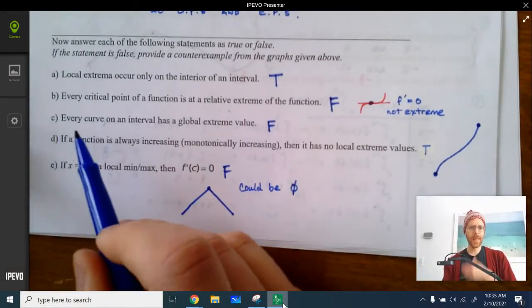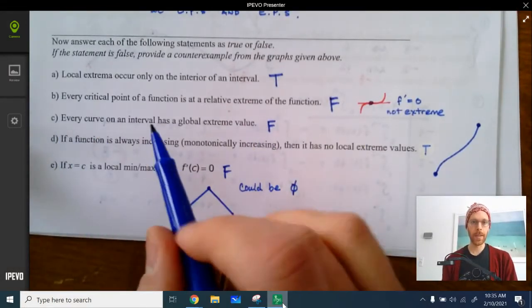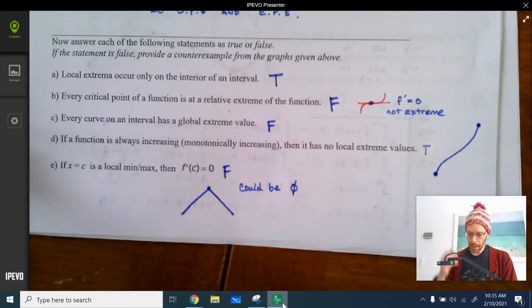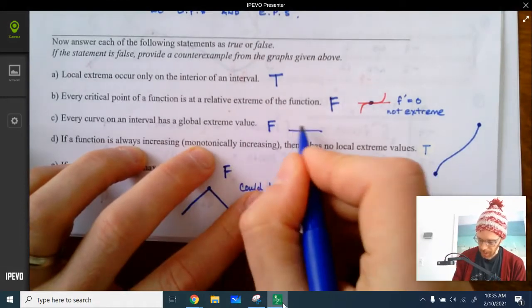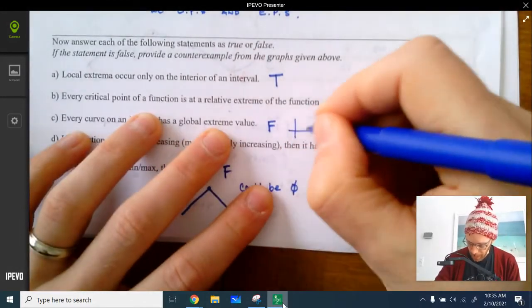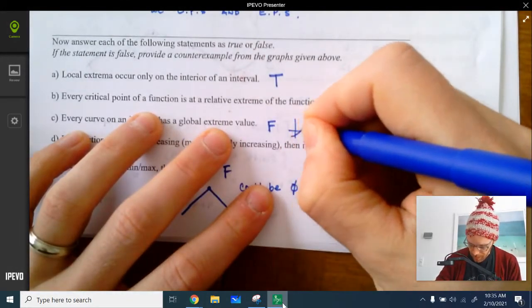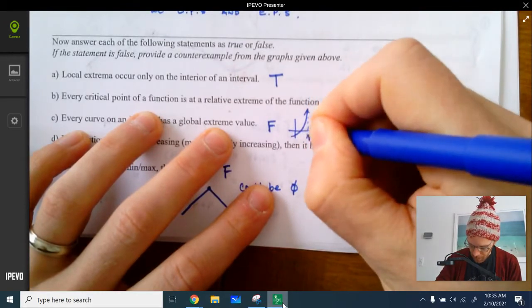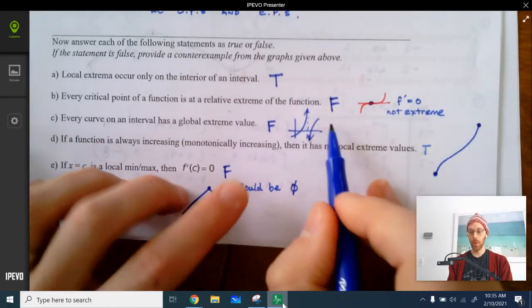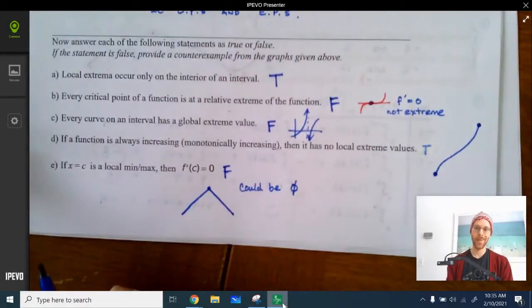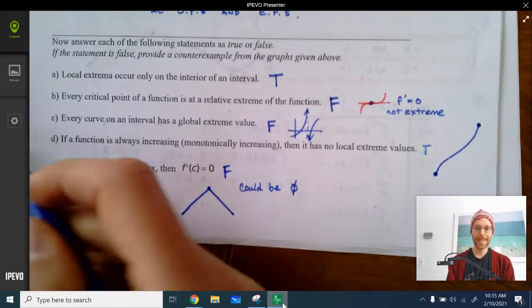If you take a look at C, it says every curve on an interval has a global extreme value. An easy way to see that that's false is to look at one like the last graph where there was an asymptote, right? If you have an asymptote and you have a function going forever in one direction or in both directions, then you're not going to have global extremes. D is true.